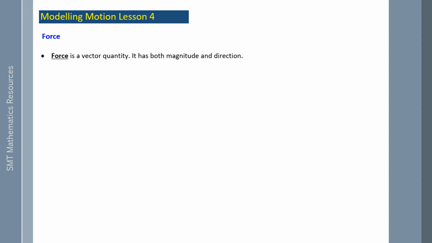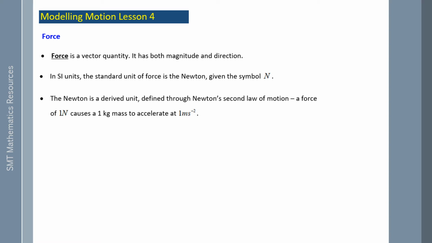Force. Force is a vector quantity. It has both magnitude and direction. In SI units, the standard unit of force is the Newton, given the symbol N. Newton is a derived unit defined through Newton's second law of motion. A force of 1 newton causes a 1 kilogram mass to accelerate at 1 meter per second squared. The fundamental unit of force in the SI convention is kilogram meters per second squared.